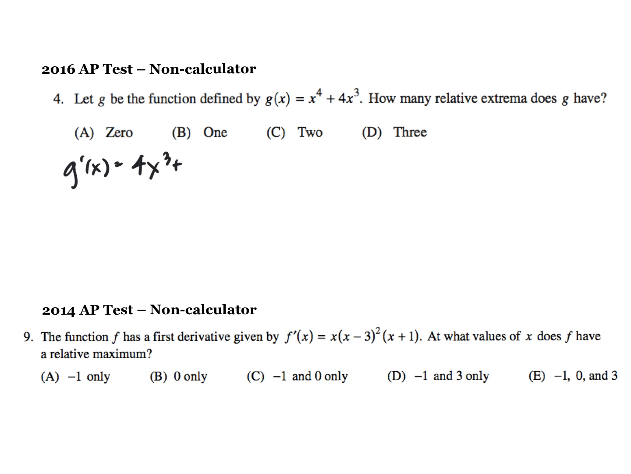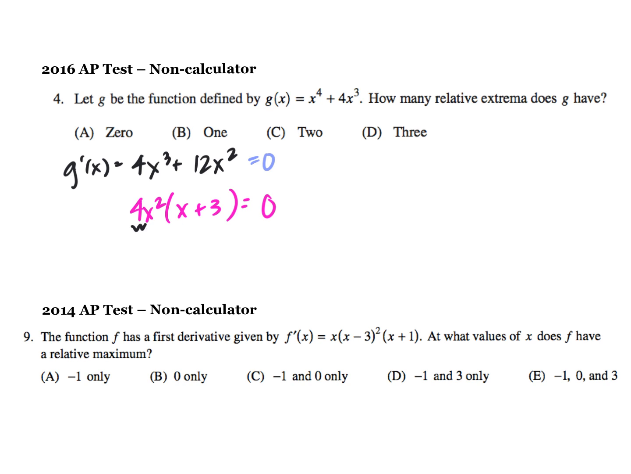4x cubed plus? Beautiful. You guys, those critical points happen when my G prime equals 0 or is undefined. Do you think my G prime is ever going to be undefined? Nah, we don't have any denominator. Let's go figure out where this equals 0. What are we taking out of all these? 4x squared. What's left? X plus 3. You guys, our critical points are where this equals 0.